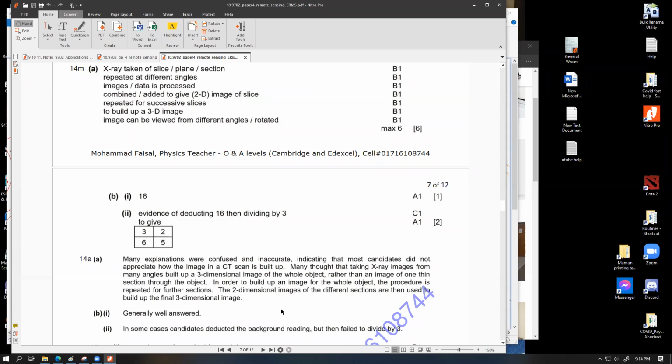In order to build up an image for the whole object, the procedure is repeated for further sections. This is the important bit that most of the kids did not understand or was not able to articulate properly. The two-dimensional images of the different sections are then used to build up the final three-dimensional image. Does the examination report make sense now?